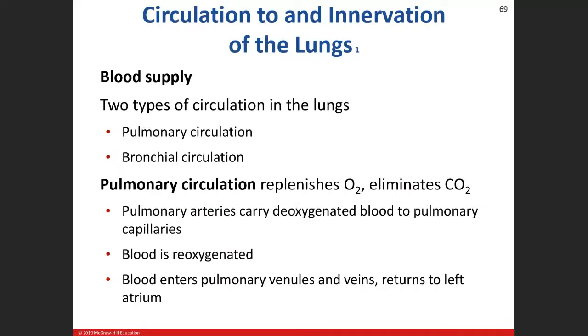Okay, so blood supply to the lungs. There's two types. We've already talked about pulmonary circulation. Remember when we were doing the circulatory system, we talked about systemic circulation, and that's the blood that leaves the left ventricle and gets pumped out to all the tissues of the body. Well, the pulmonary circulation is the blood that gets pumped out of the right ventricle, which carries deoxygenated blood. And it's going to travel to the lungs to get oxygenated.